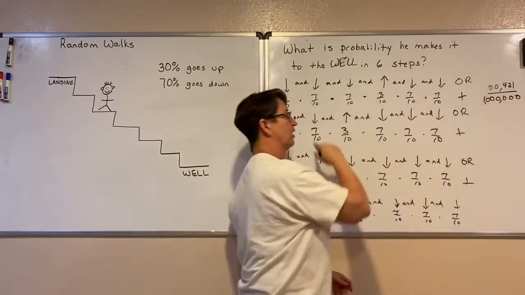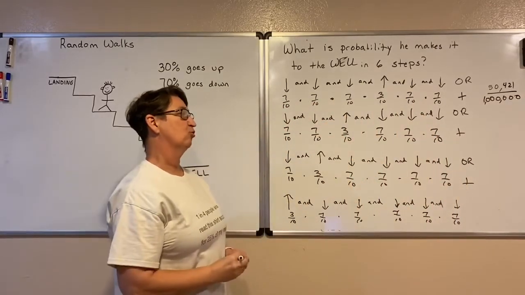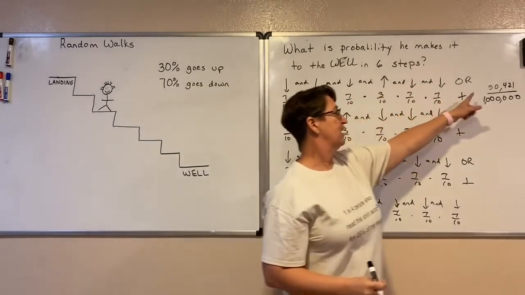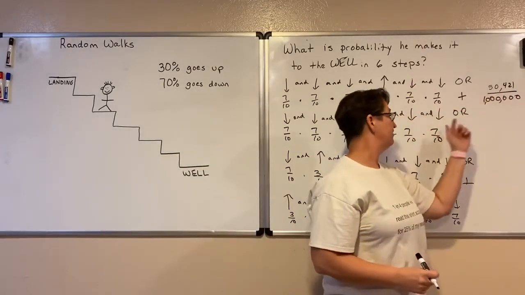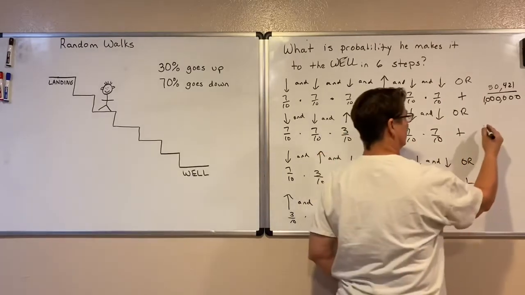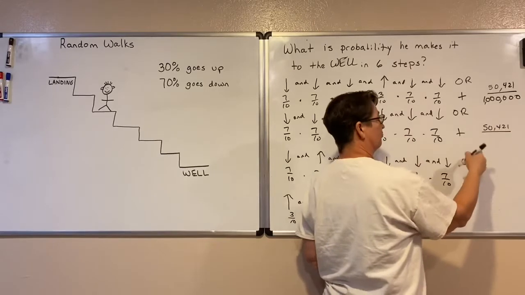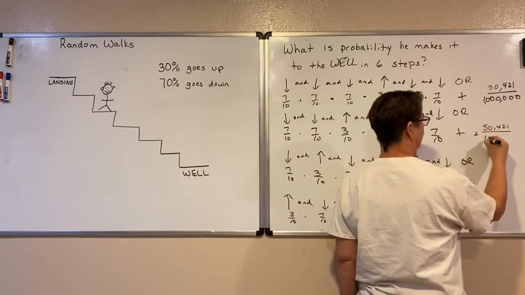So for each one of these, the chance that he makes it down to the well in 6 steps this way is 50,421. And when I multiply this out, it's going to be the same thing. And when I multiply this one out, it's the same thing. But I need to add them all together.